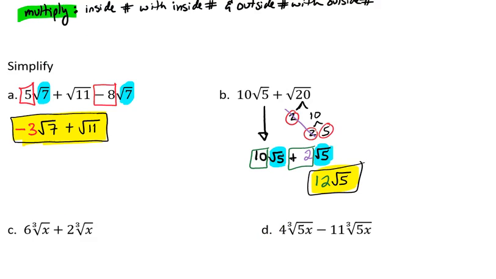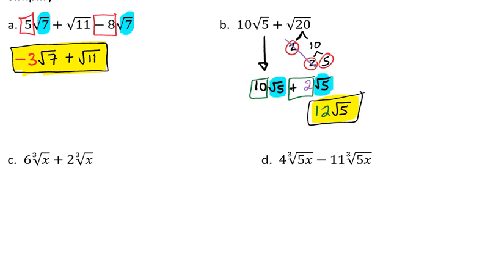Let's do some more examples. So I'm going to have you do letter C on your own. Now, don't be fooled by the cube. The rules are the same. So go ahead and do letter C and push pause, and when you're done, push play, and let's see if you were right.